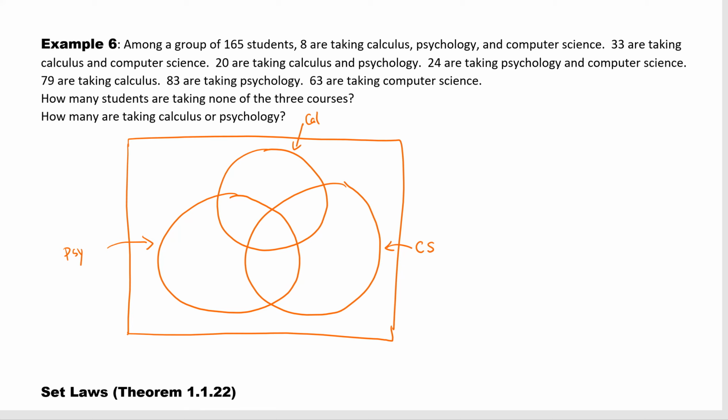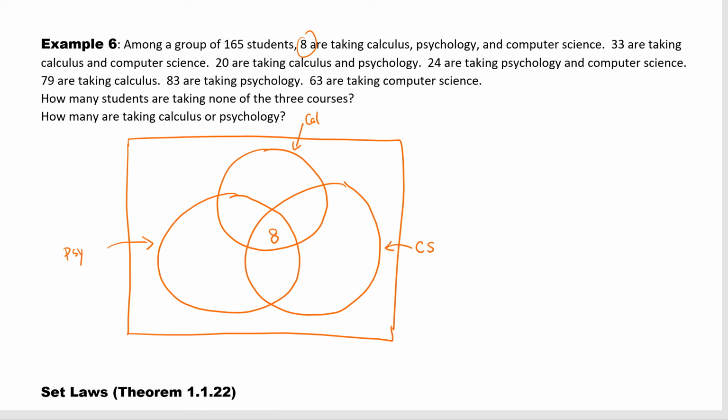So 8 are taking calculus, psychology, and computer science. So this number 8 means we have 8 students taking all 3 of them, which means number 8 is in the middle. Remember, this region is in the calculus, in the psychology, and in the CS. So that's why we have this intersection. This is the intersection of all 3 of them to be 8.